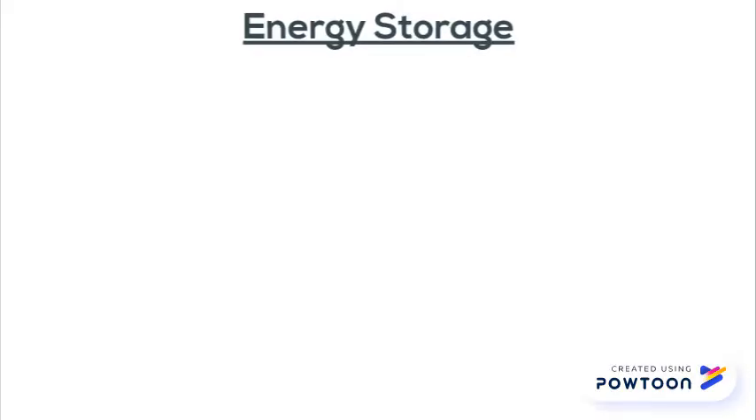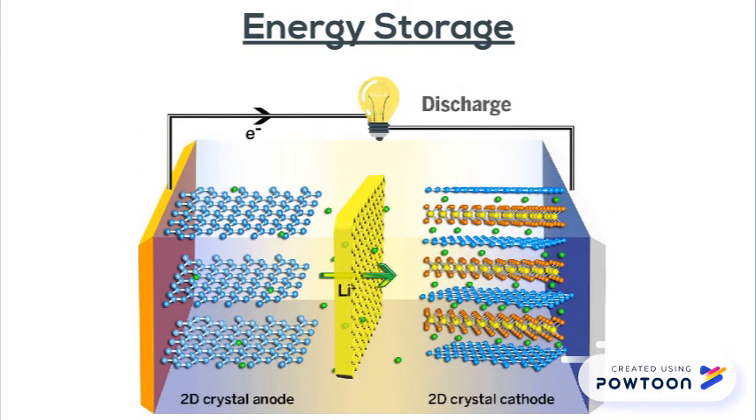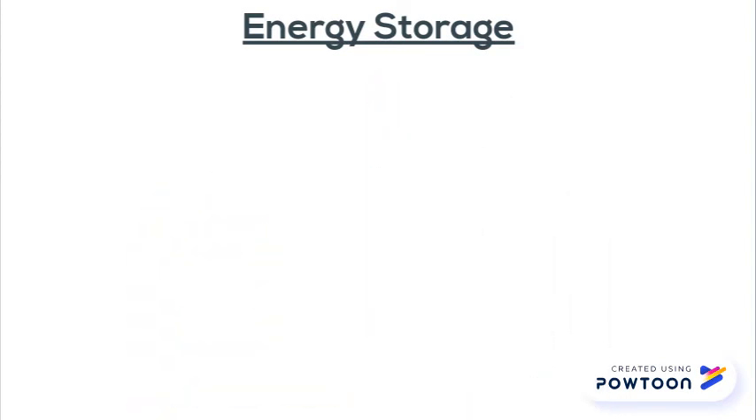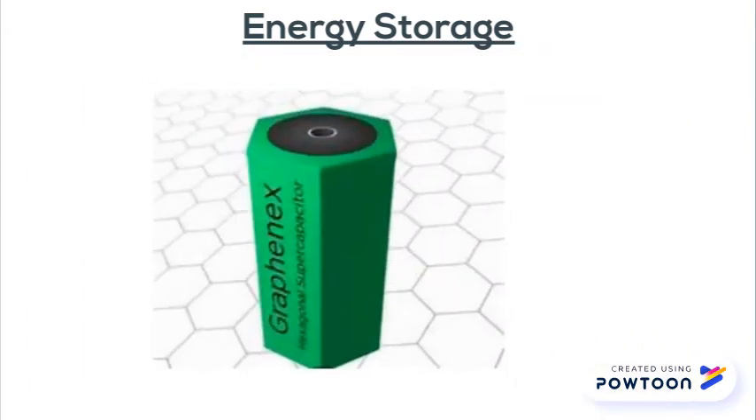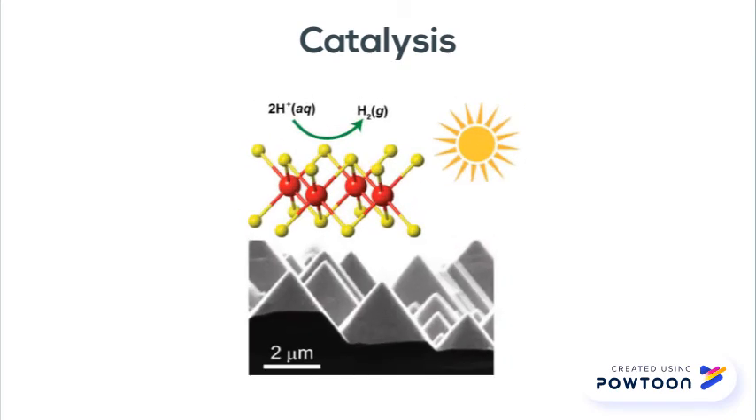2D materials are layered materials and hence have the potential to store charge between the layers. This opens up applications of these materials in batteries and supercapacitors. Indeed, supercapacitors made from 2D materials can potentially charge your cell phone in seconds. Isn't that amazing? 2D materials are all surface and have immense potential in catalysis.